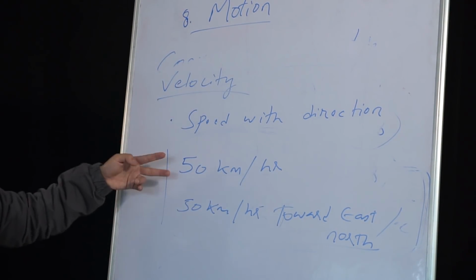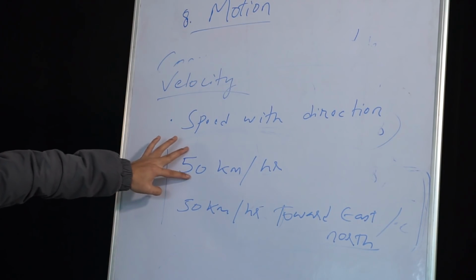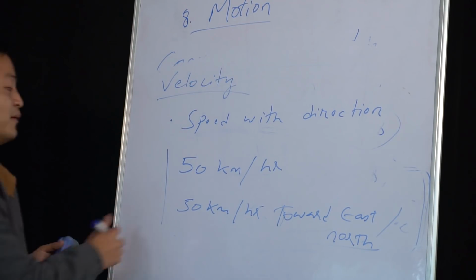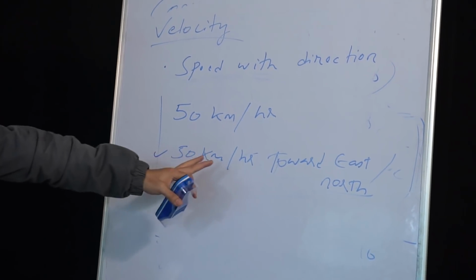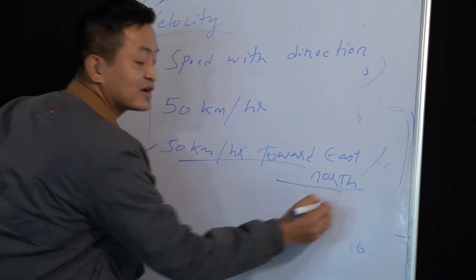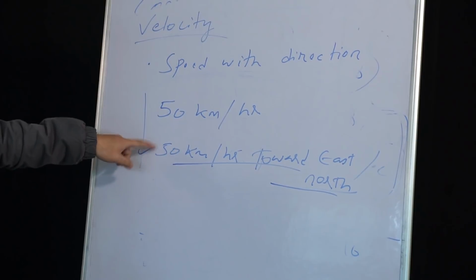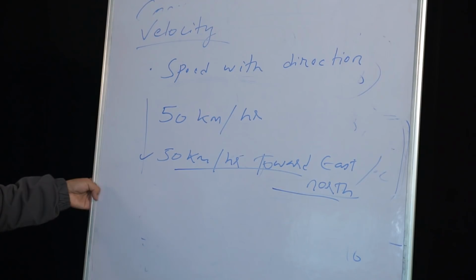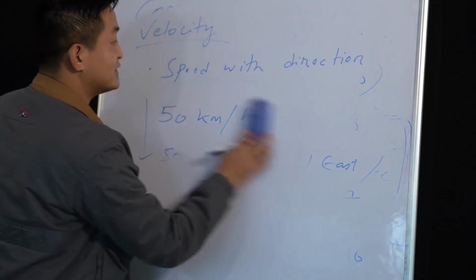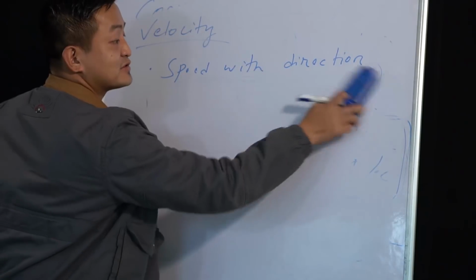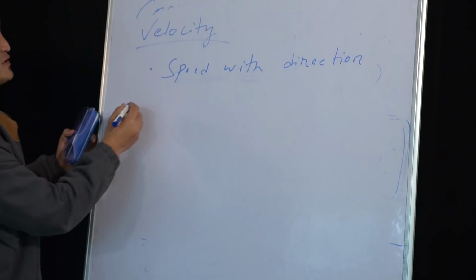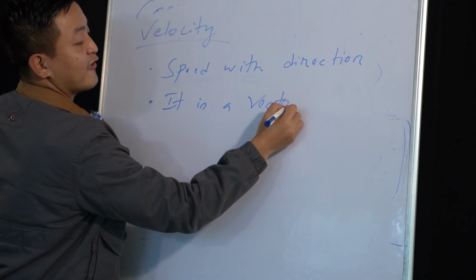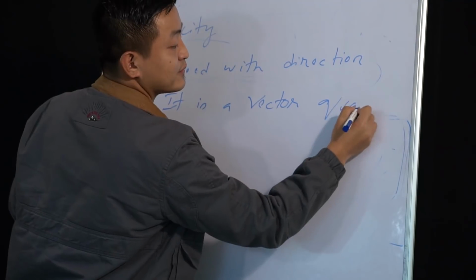So now we have two examples here. 50 kilometer per hour just mentions the magnitude, not the direction. But here it mentions the magnitude as well as the direction. So velocity comes under this one. Velocity depends on both magnitude and direction. So velocity is a vector quantity. I'll write the main points regarding velocity here. Note down, students: velocity is a vector quantity.